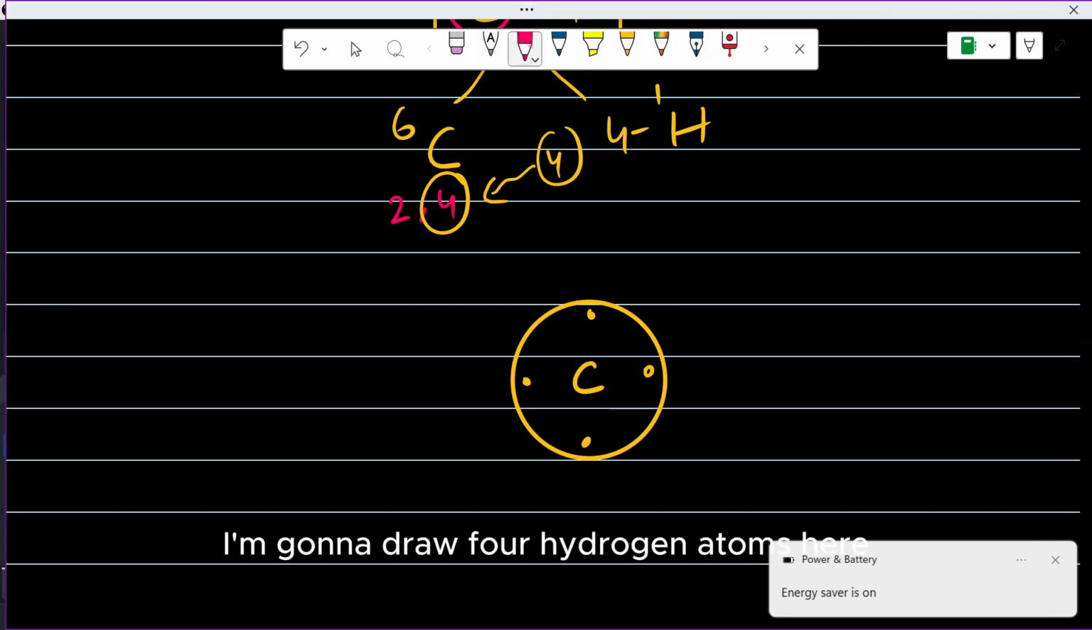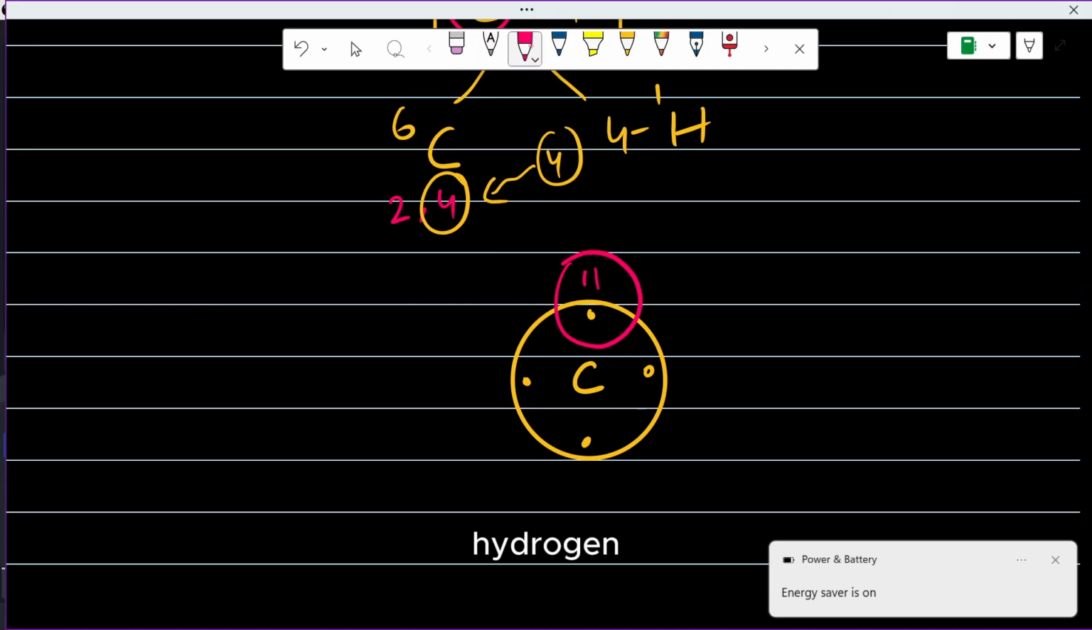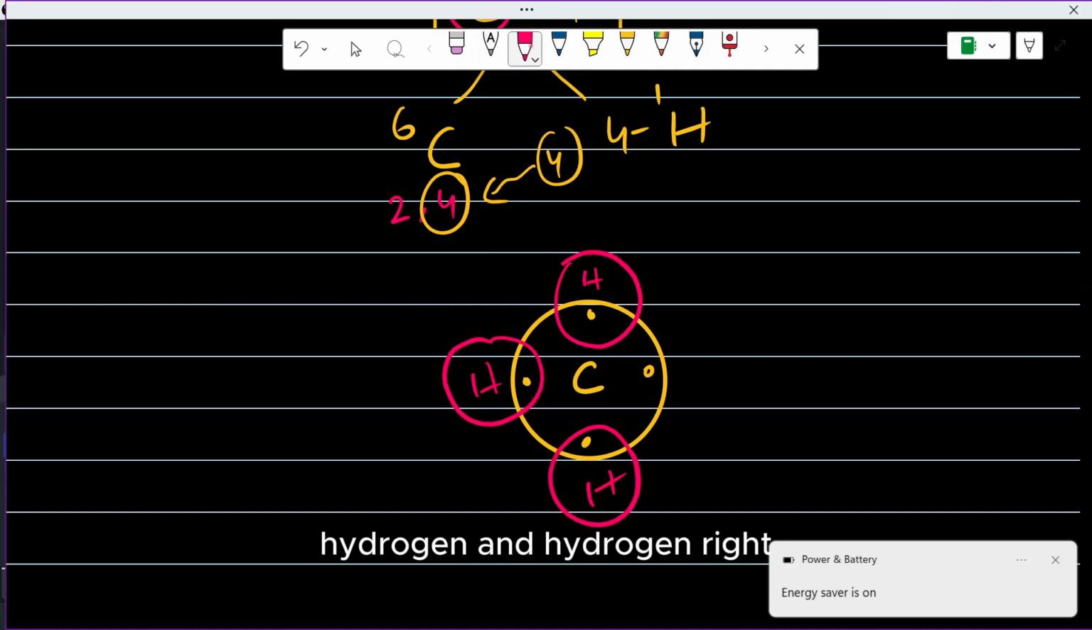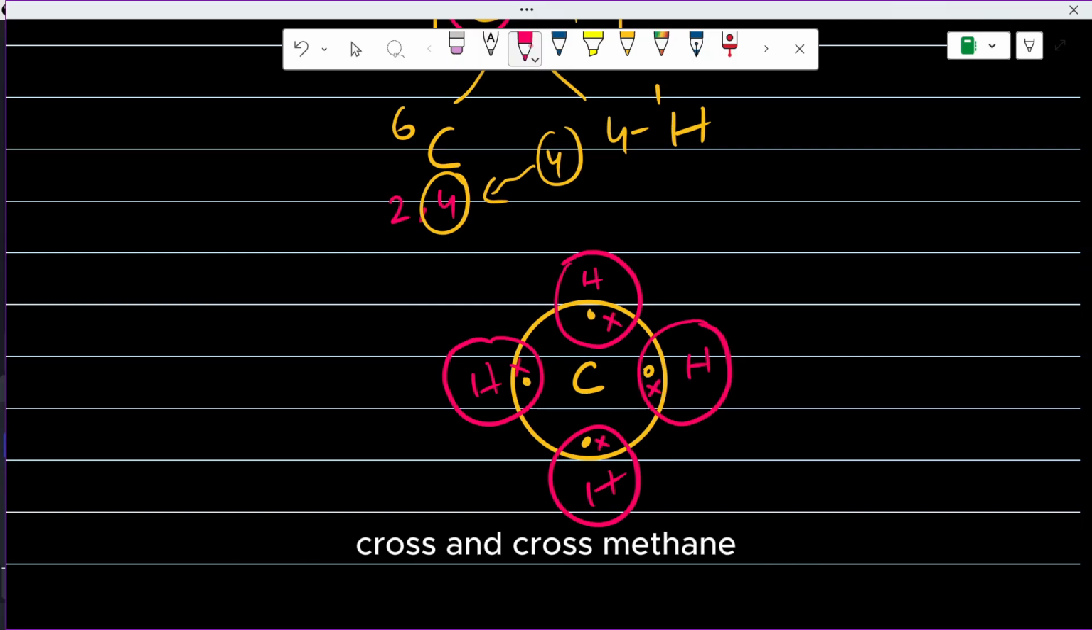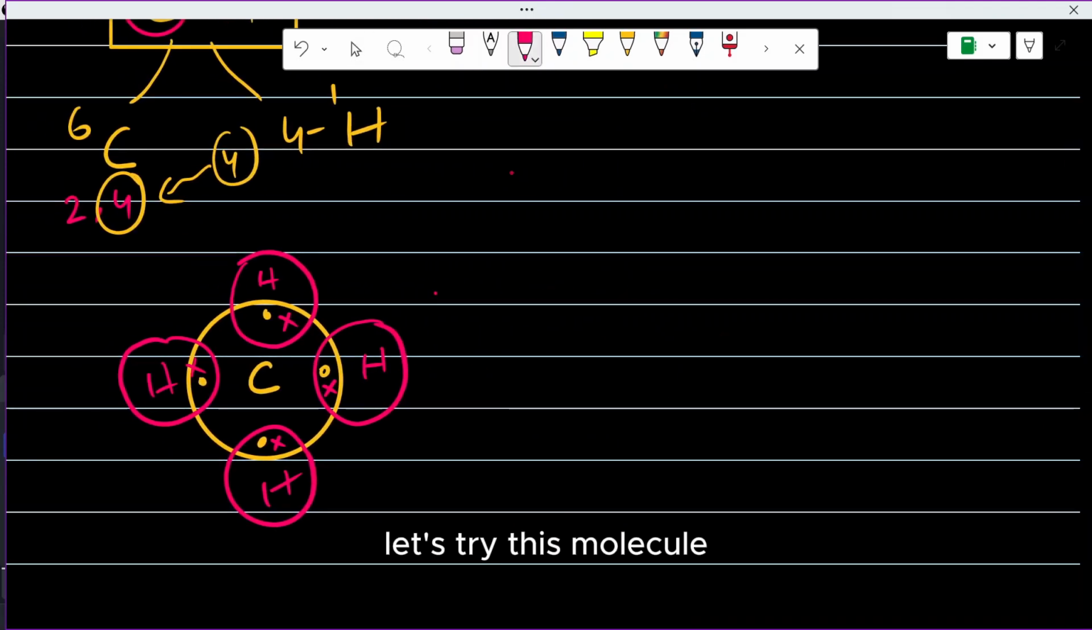So I'm going to draw 4 hydrogen atoms here. Hydrogen, hydrogen, hydrogen, and hydrogen, right? So hydrogen are to be represented with a cross, and cross. Methane. Let's try this molecule, ammonia.